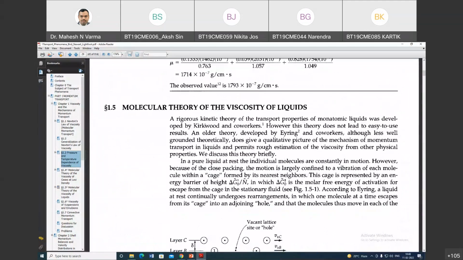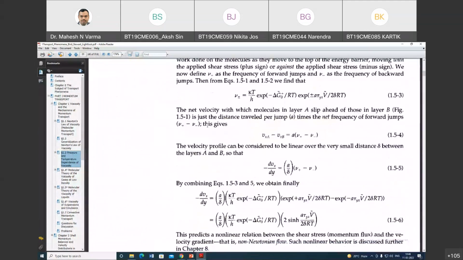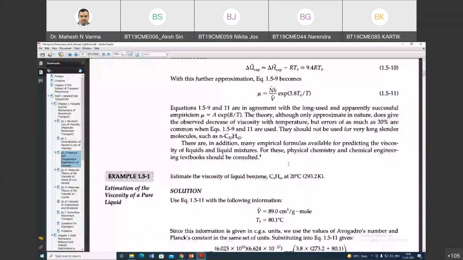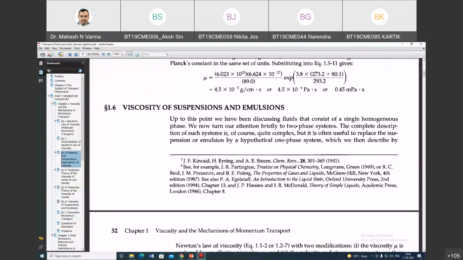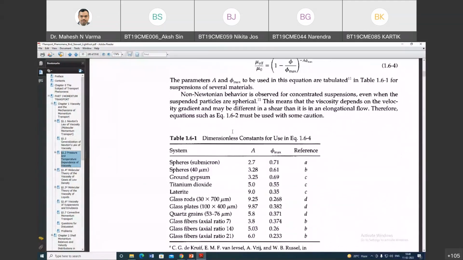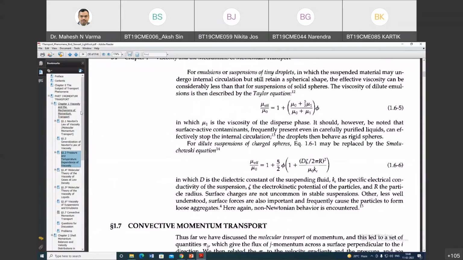Then viscosity of the solid we have discussed. So this is viscosity of the solid. Again, from molecular theory we can get this equation, and then viscosity of emulsions. Okay, so briefly this we have discussed. This is all we have discussed from chapter number 1.